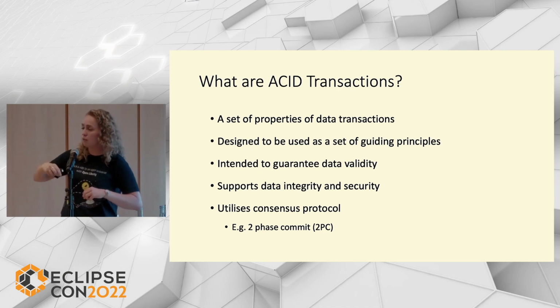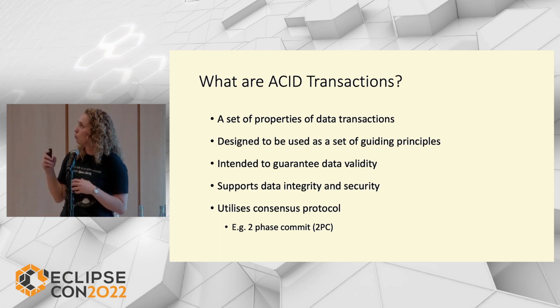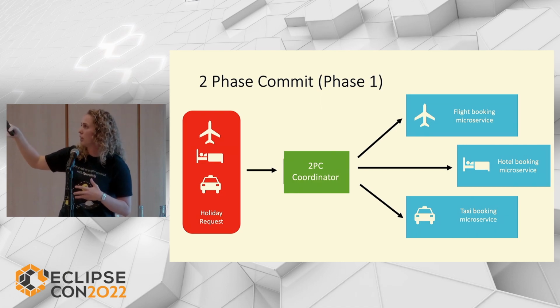Normally, a very common consensus protocol is the two-phase commit. It's, again, shortened because we can't cope with multiple words, so it's called 2PC. But you can use other consensus protocols like Raft or 3PC, for example, three-phase commit. So when we're using something like this, here's an example using the package holiday that I had.